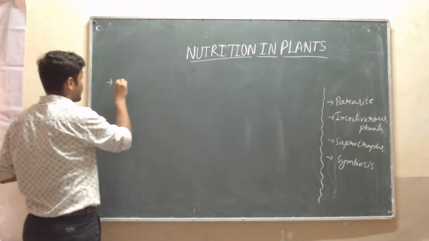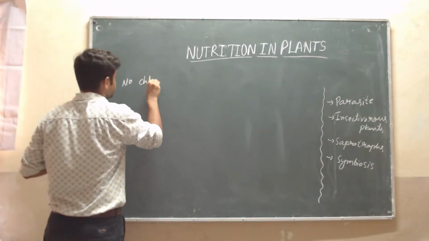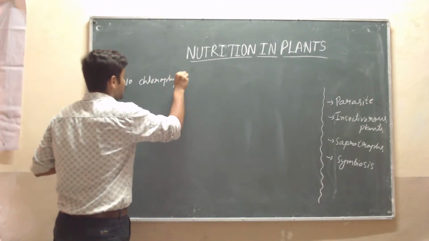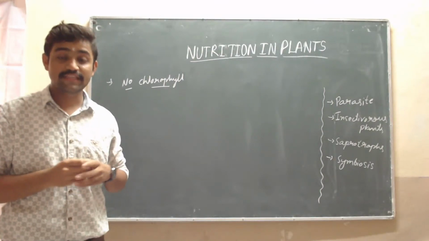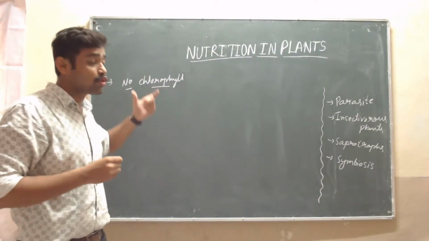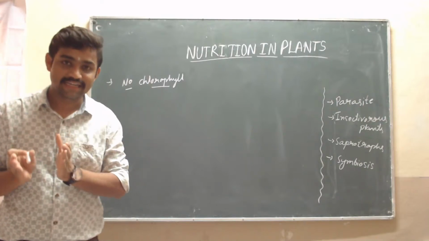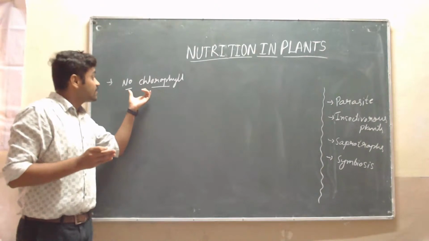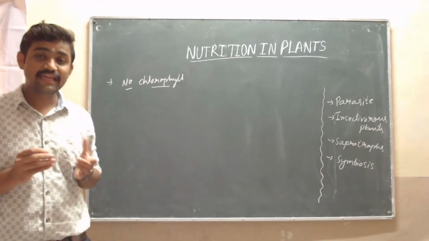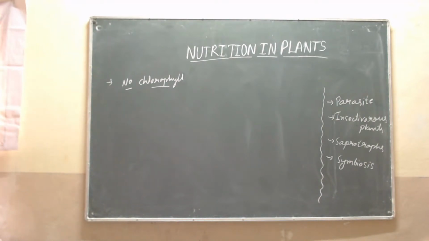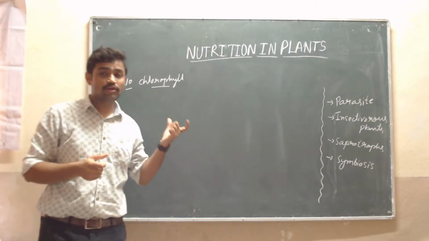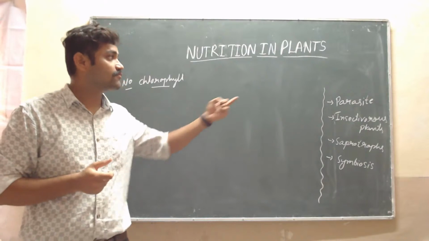See, some plants have no chlorophyll in them. No chlorophyll means they are unable to prepare their own food. They have to depend on others, and they will grow like human beings and other animals. If no chlorophyll is present, then the plants will not prepare their own food. They have to depend on other organisms. For those, we call them parasites.